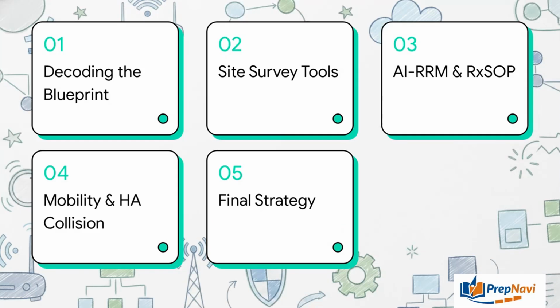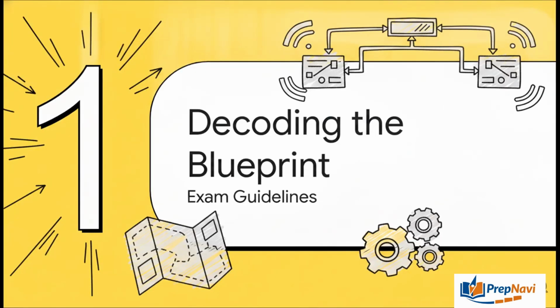Here is our tactical map for today. 1. Decoding the blueprint. 2. Site survey tools. 3. Infrastructure, AI-RRM and RxSOP. 4. Mobility and HA collision. And finally, 5. Final strategy. Okay, let's dive into this.